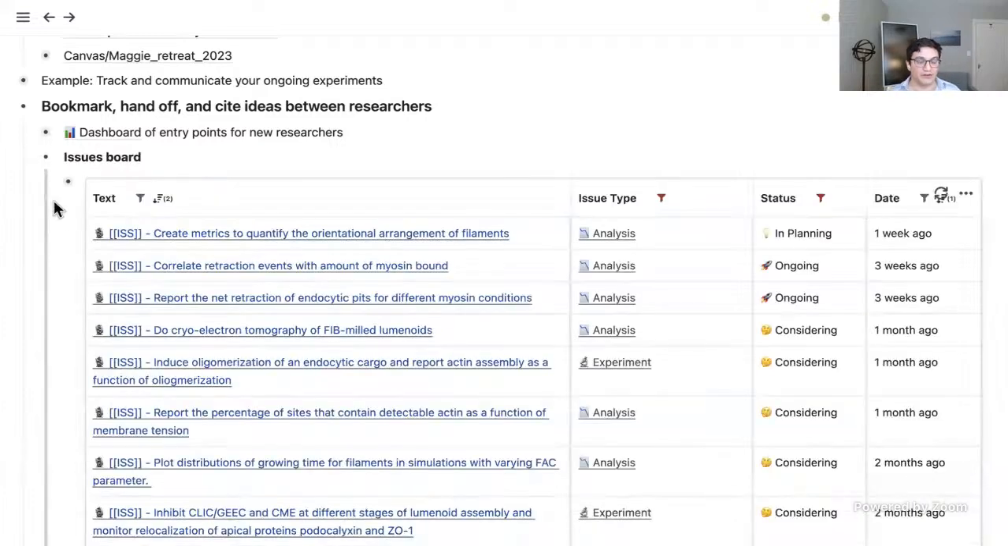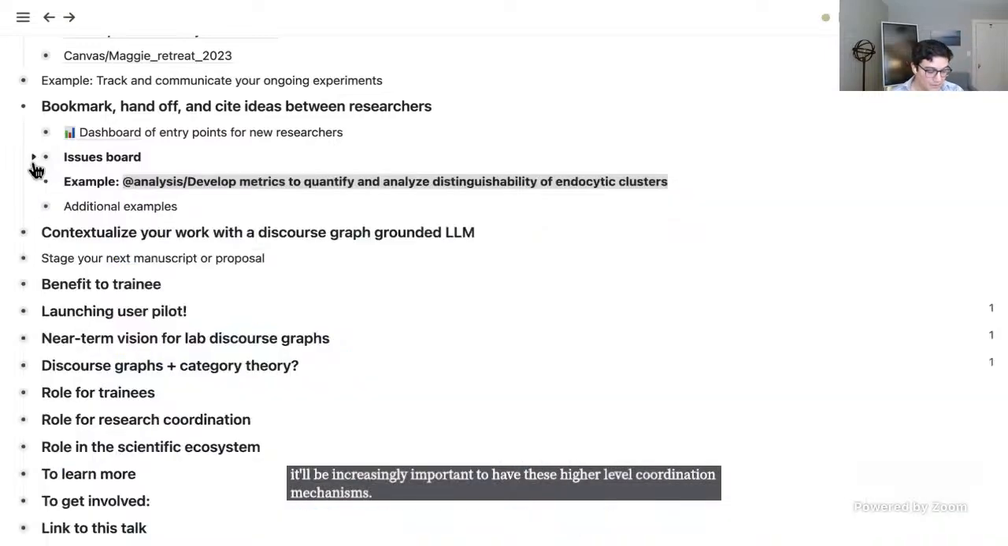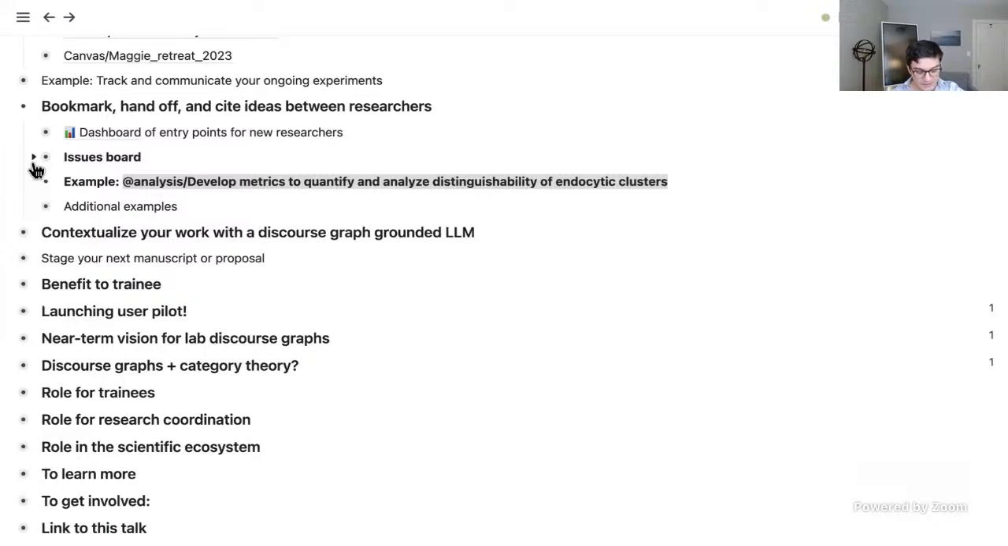But as the graph grows and there's less shared context with people who are using the same graph, it'll be increasingly important to have these higher level coordination mechanisms. Okay, so let's look at an example of how this issue is created and used in practice.